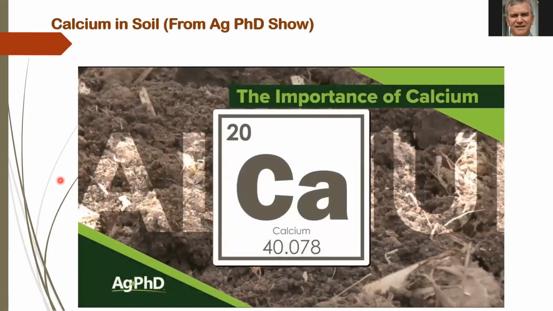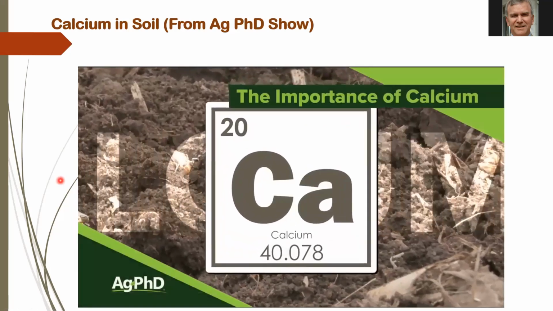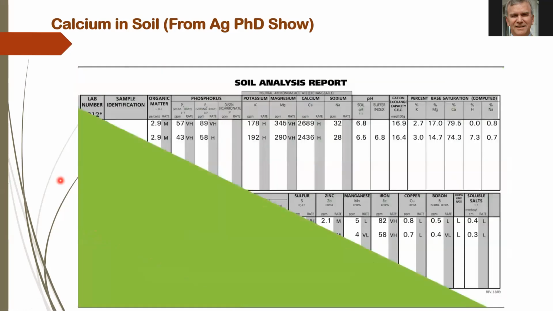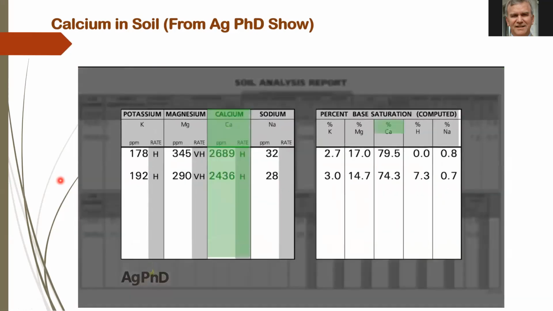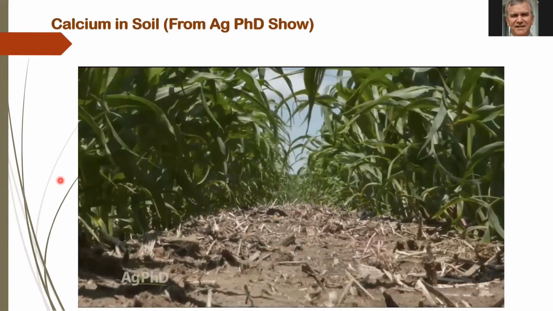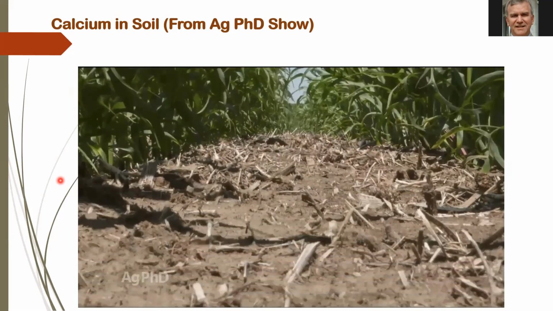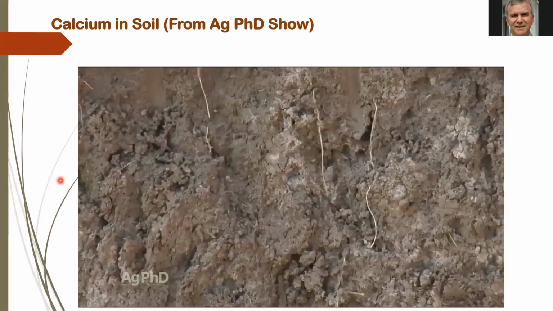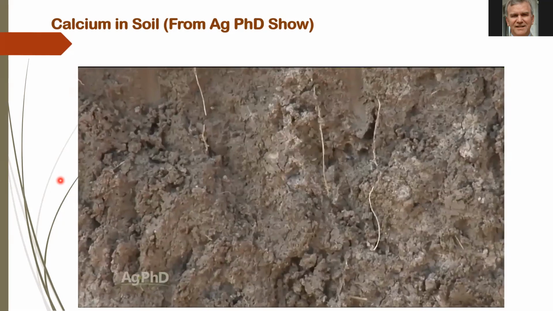One of the most important things you need to look at in your soil is calcium. What is your calcium level in terms of both parts per million and percent base saturation? We're going to talk about the importance of calcium today. Calcium is really important for the structure of your soil. You need enough calcium out there to have good pore space, good microbial life, good air movement, and also good water infiltration through your soil. Calcium is really important for nutrient uptake as well.